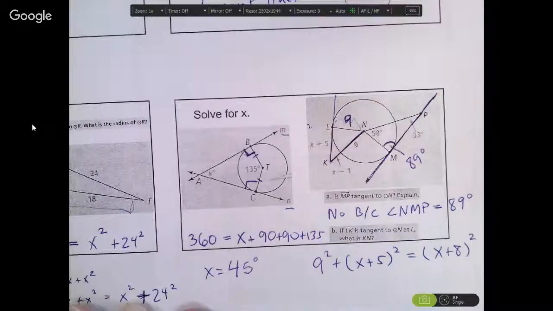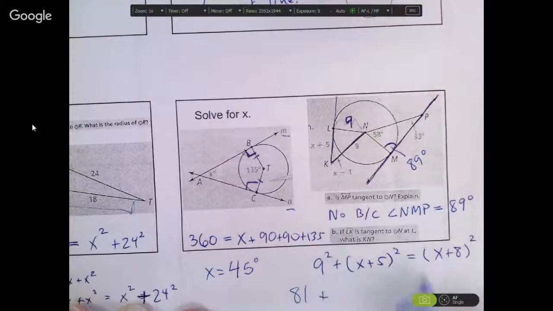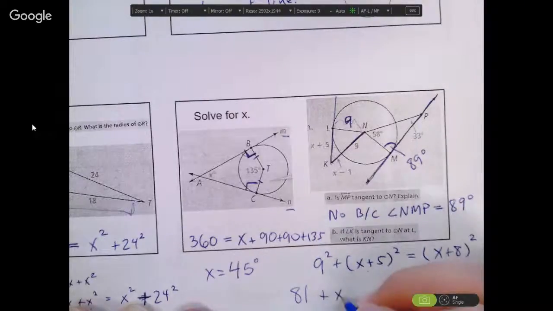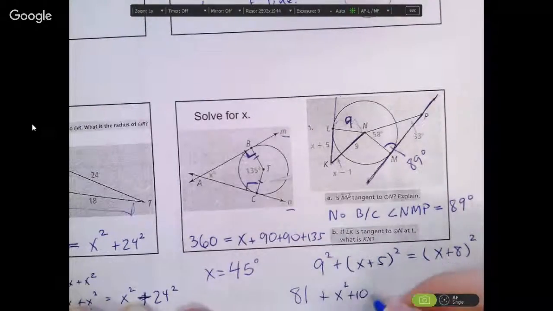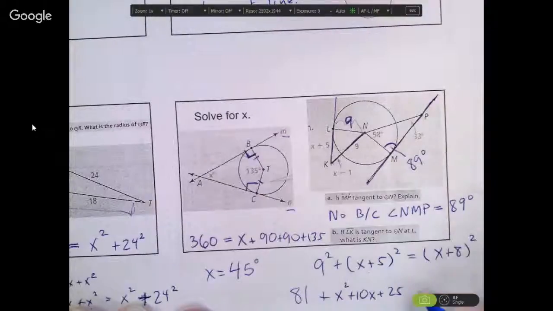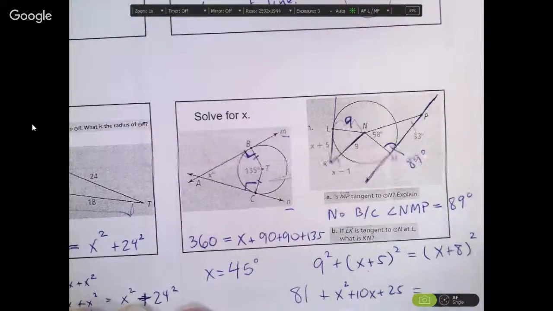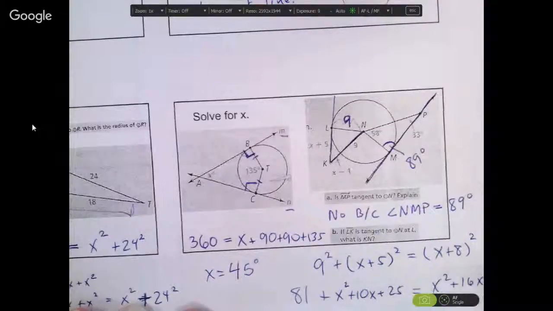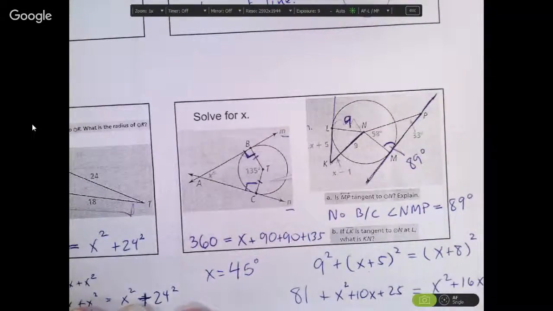Mm-hmm. But why did? Oh, we added that because... So 9 squared is plus. Can you FOIL this? What is it? Without writing it down, or do you like writing it? X squared. X equals 7. Plus 25. X equals 7. And the other side? X squared plus 16x plus 64. Okay, our x's cancel.